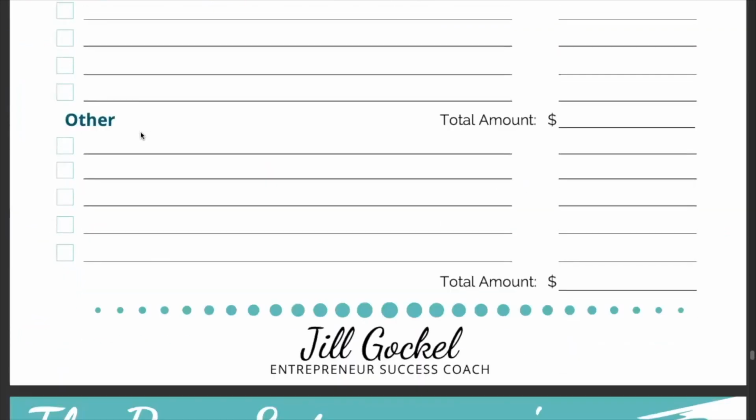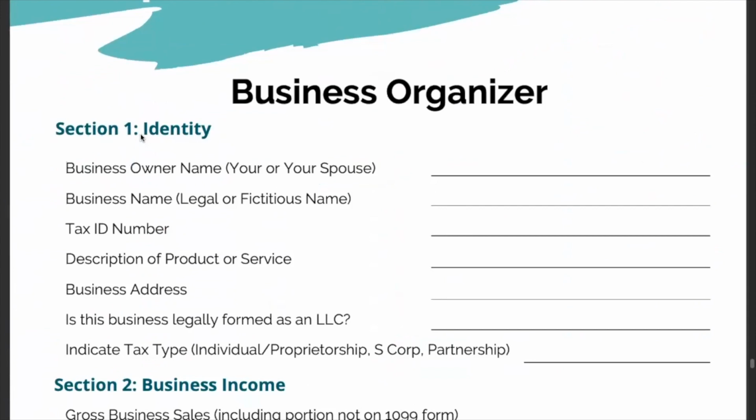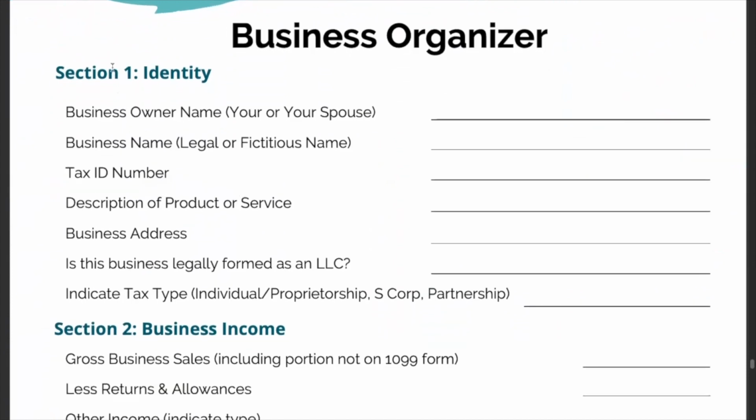And I've got this listed more than once because you want to group similar items together. Remember, your tax preparer is going to be separating out the general description of what those other expenses are. Okay, then for your business, you're going to be listing out the business owner name.